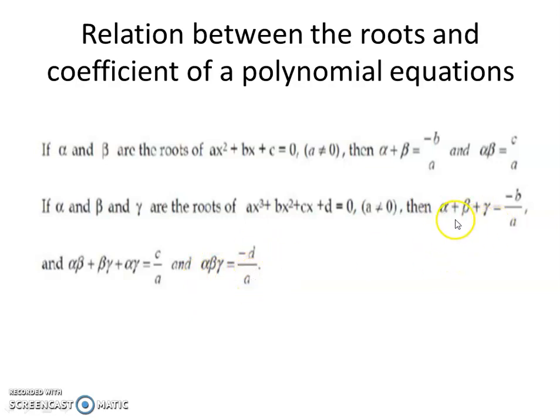Here sum of roots of the equation equal to minus b by a. Here the sum of product of two roots of the polynomial equation equal to c by a. Here the sum of product of three roots will be equal to minus d by a. Similar results hold for other higher degree polynomial equations also.